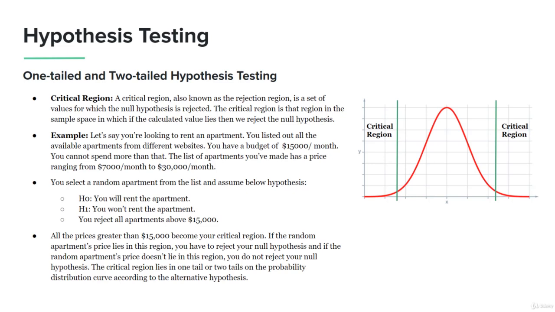Because the critical region is on the outskirts, right? In the middle of the bell curve, those are all the apartments that are within your budget range, right? And so the ones that are in the critical regions are going to be outside, right? And so the critical region lies in the one tail or two tails on the probability distribution curve, right? According to the alternate hypothesis.